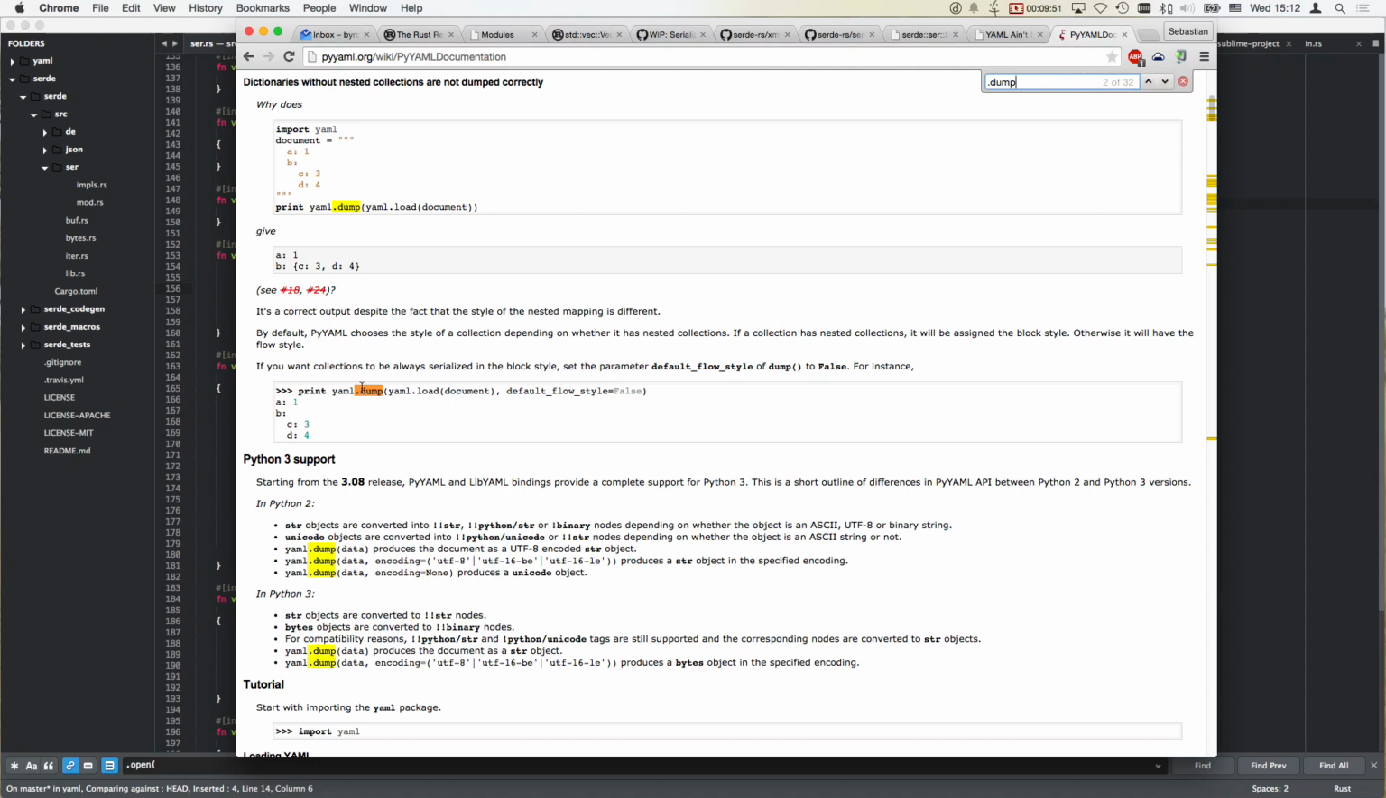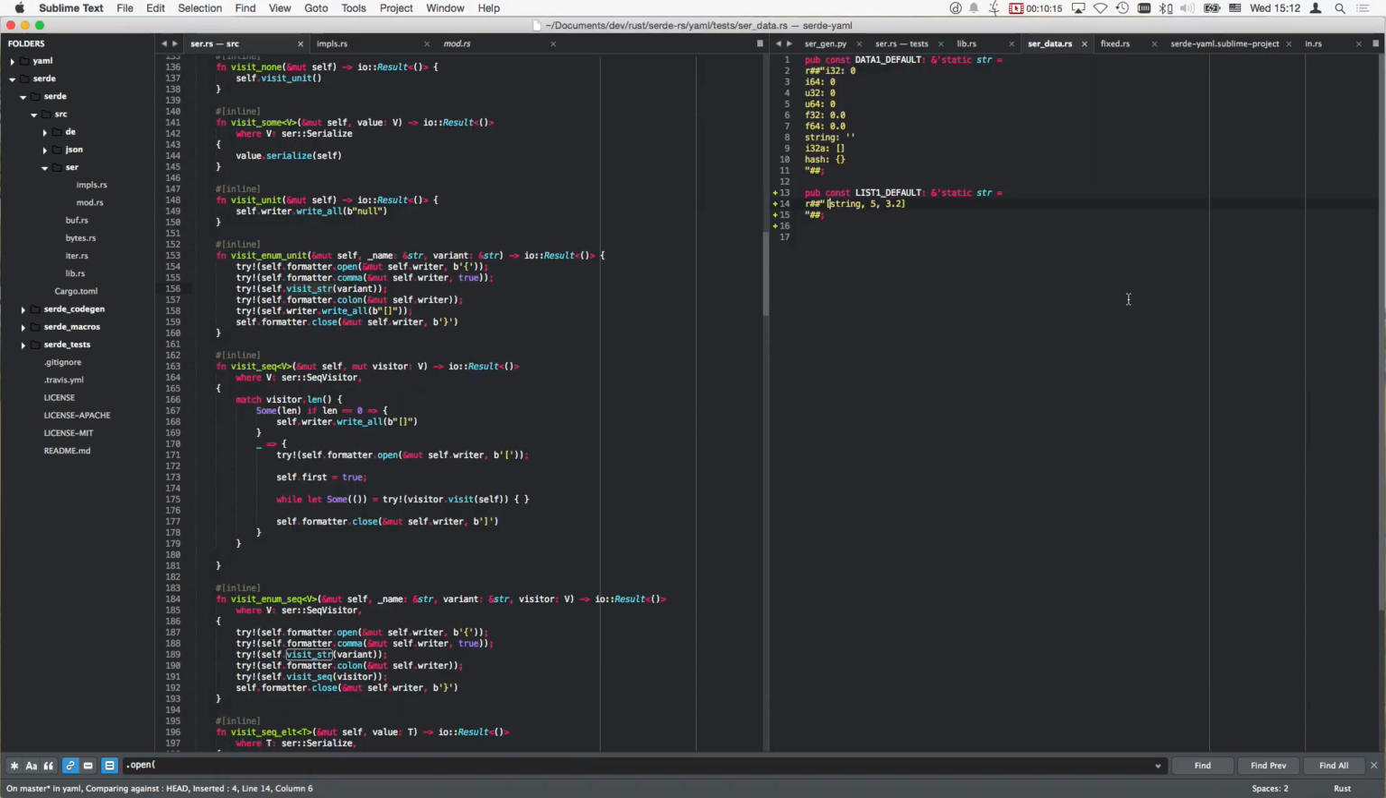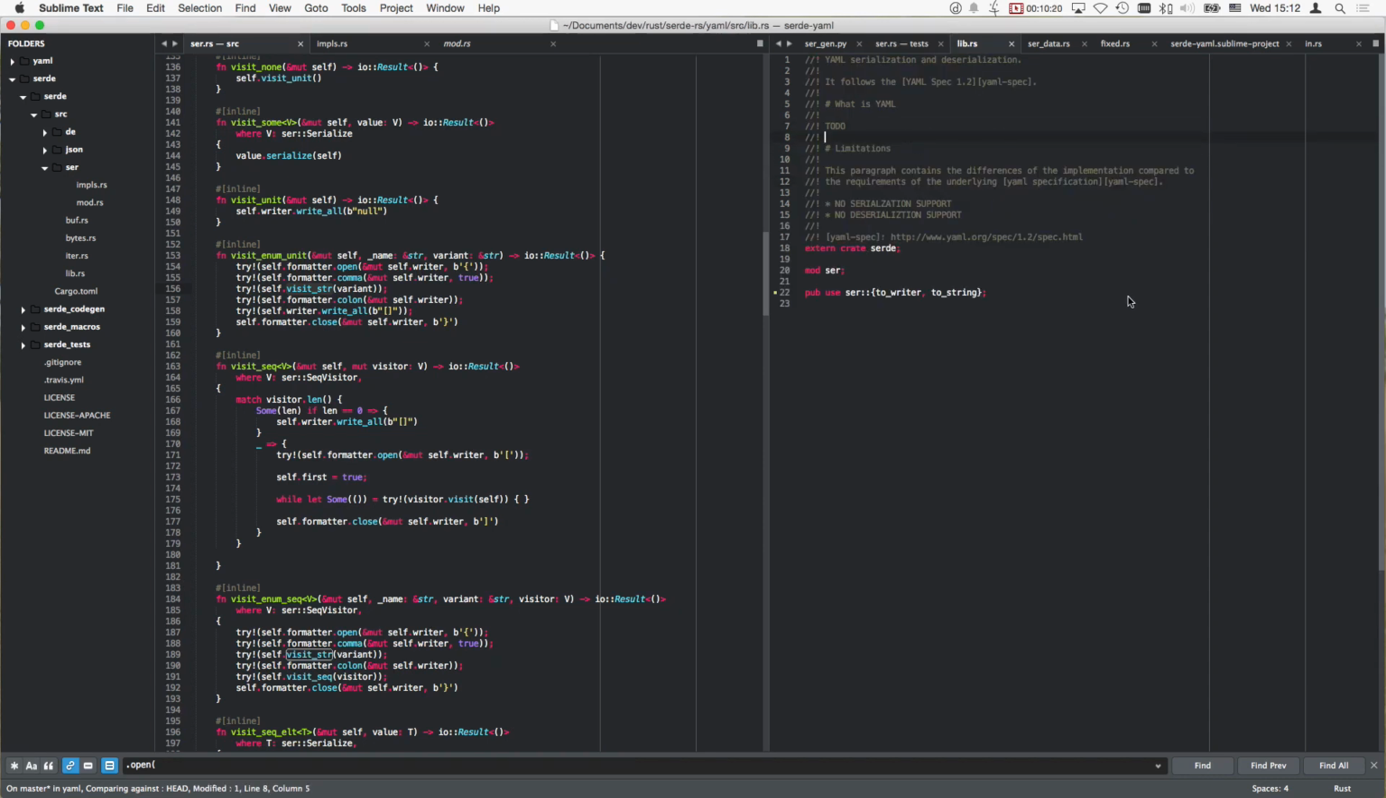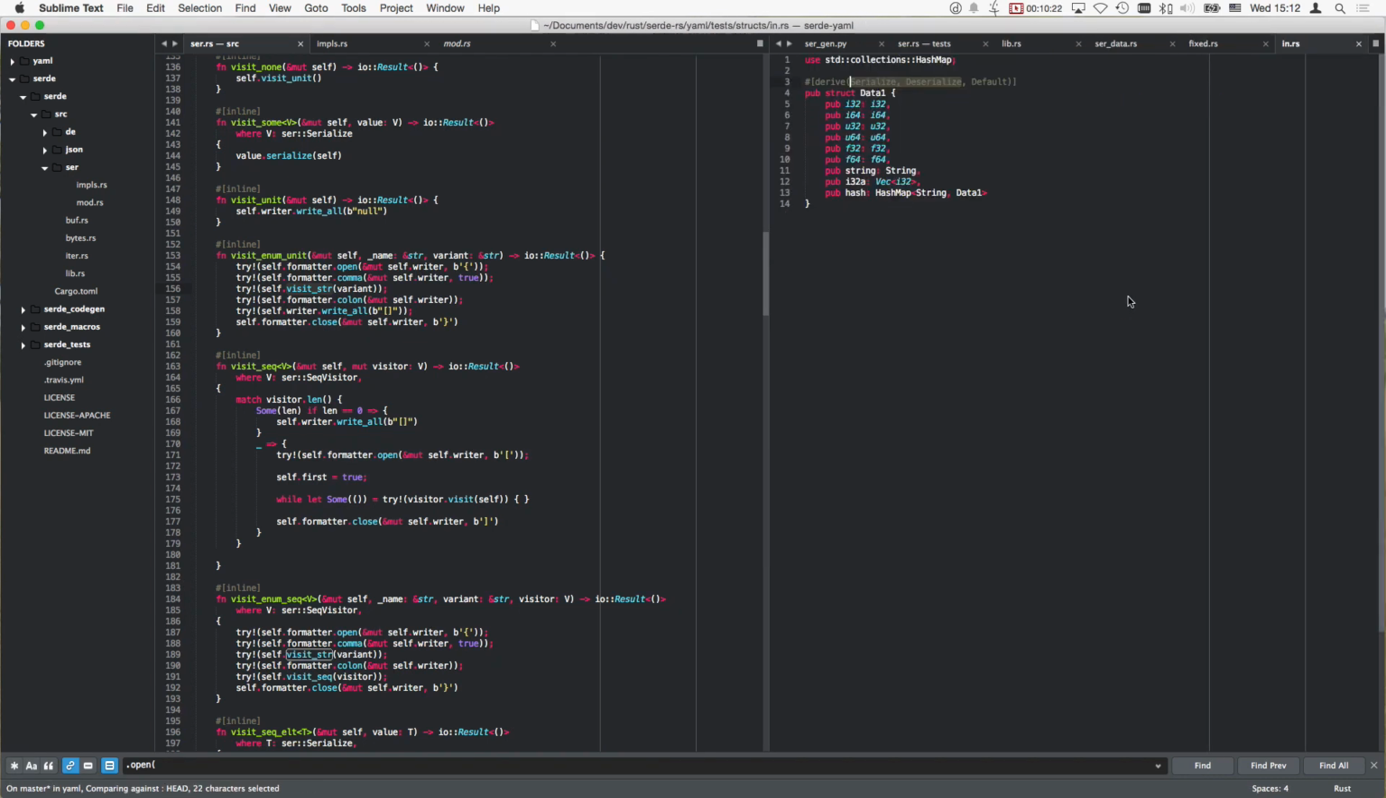Default flow style. Okay. So what do we have here? Where do I see the available options, man? Just a full listing of that. Default flow style. False. If you want collections to be always serialized in block style. So I think default flow style should be false here, huh? Then. So I guess I don't need, I think, not right now.